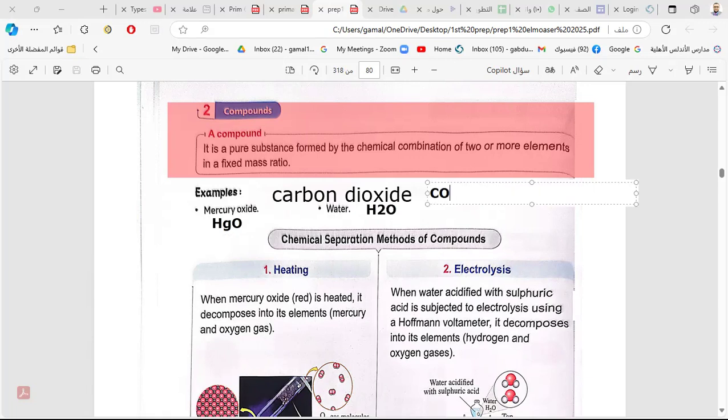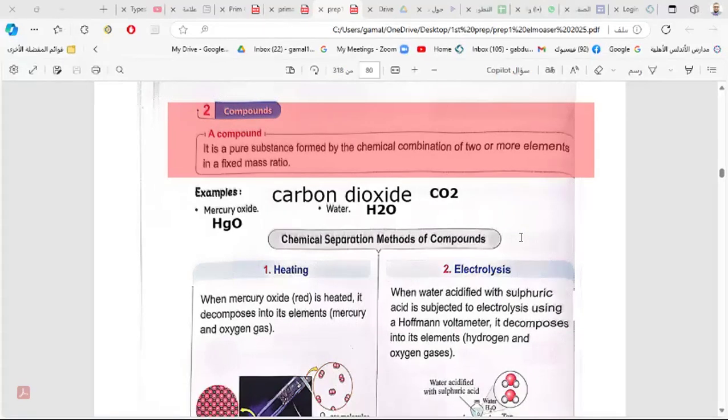It is CO2. Carbon dioxide, the chemical formula of carbon dioxide, is CO2. All of these are compounds, and they are all pure substances. They are formed of a combination of two or more elements in a fixed mass ratio.